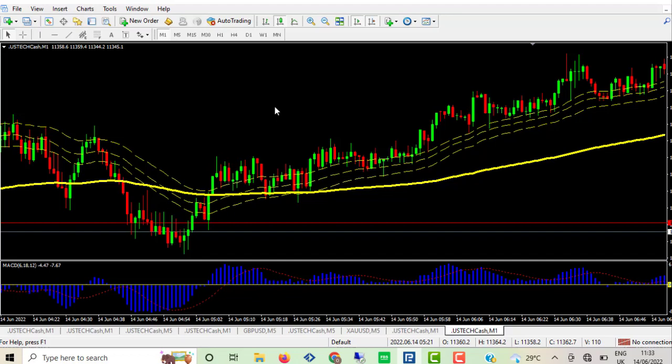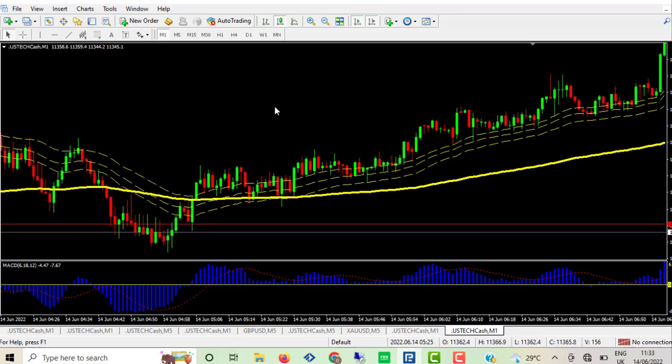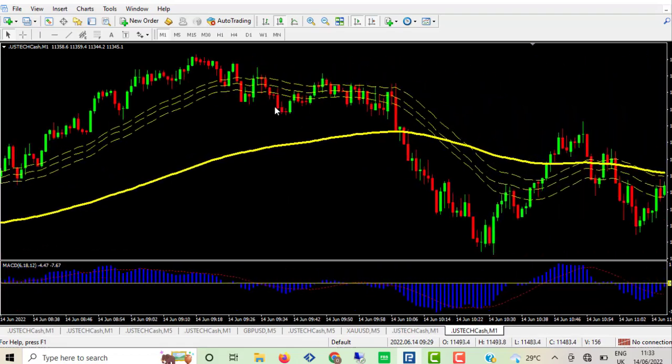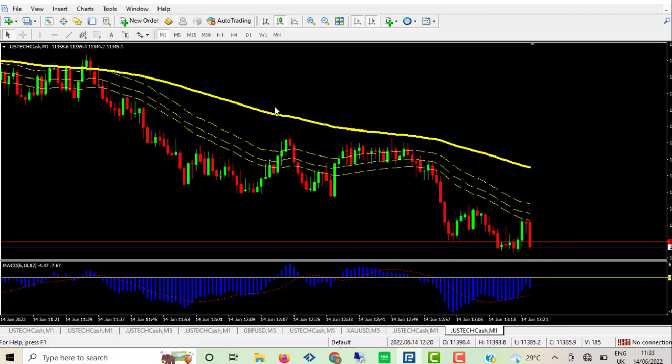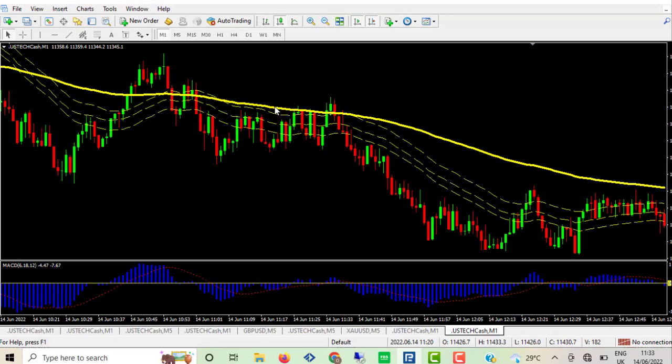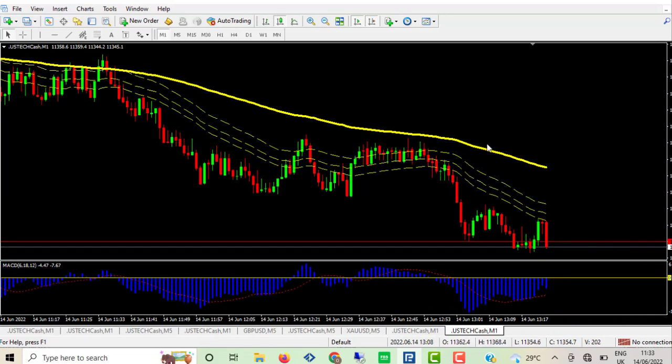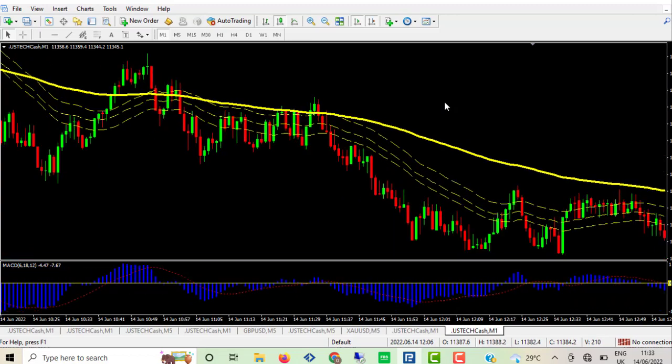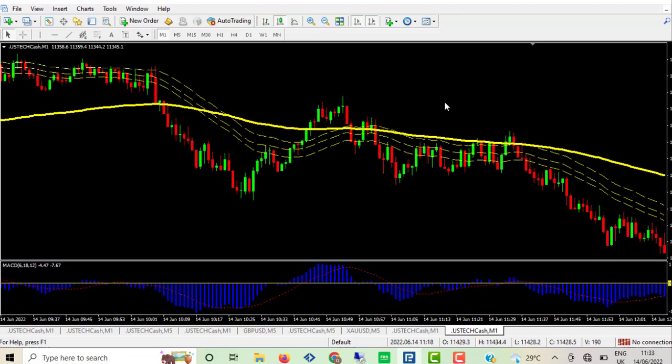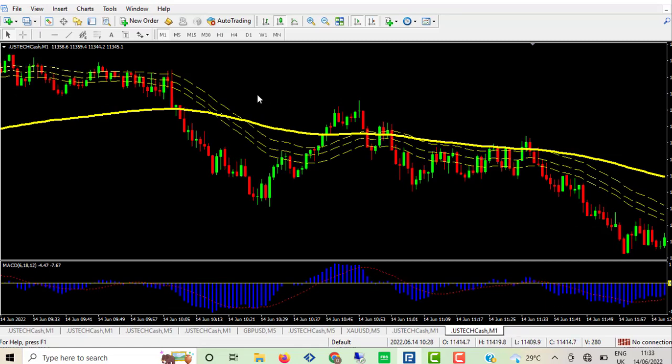So let me show you how to trade this particular strategy before I show you the settings for this moving average. Now let's start from today's trade. The last, this was the last signal that was generated, but better still, let me start from this particular point.